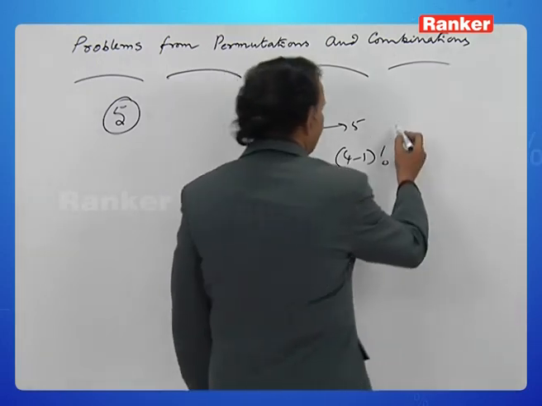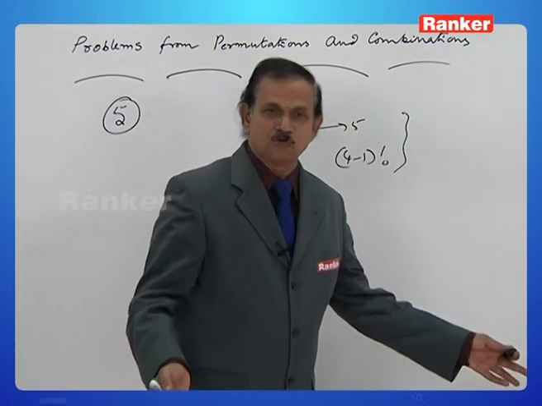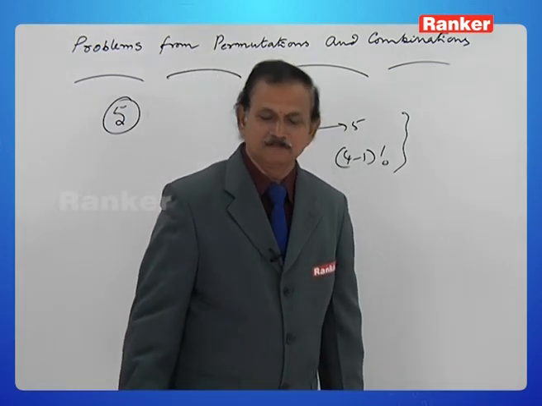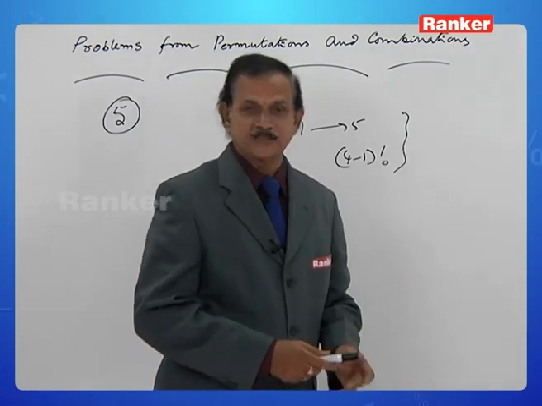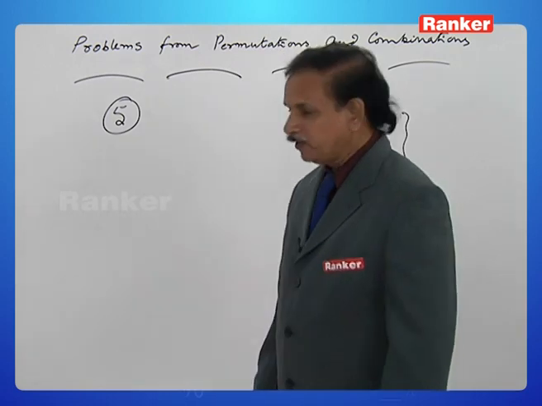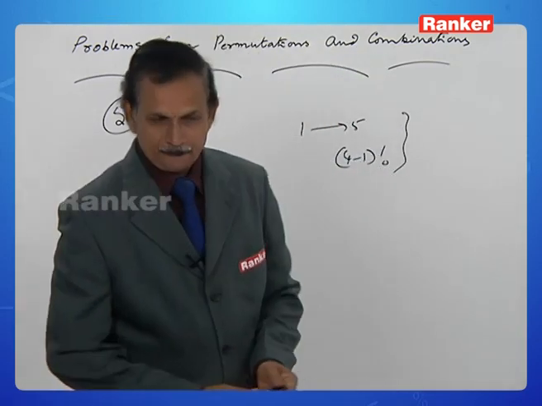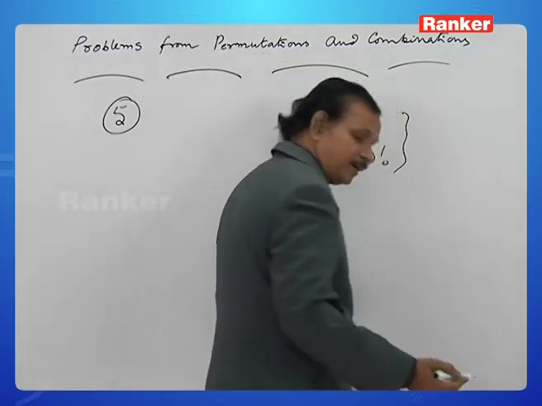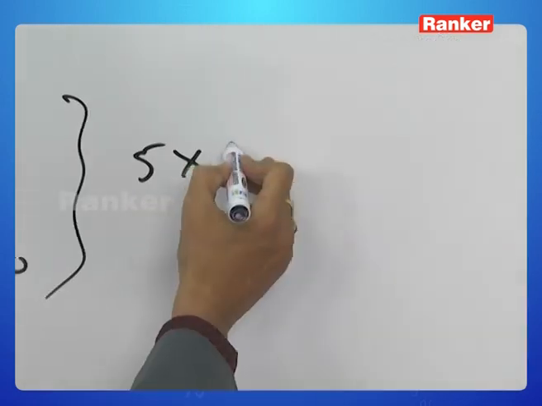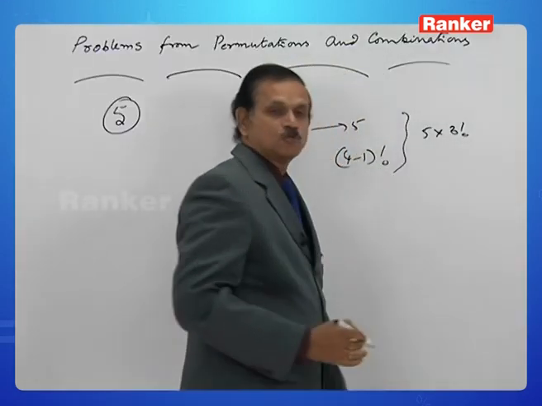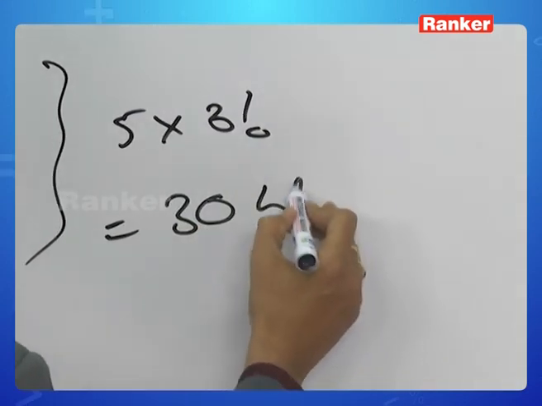The total: by using the fundamental principle of counting again, here 2 pieces of work have to be done. The first piece of work we could have done in 5 ways and the second piece of work we could have done in 3 factorial ways, that is 6 ways. Totally, both the things can be done together in 5 into 3 factorial, that is 5 into 6, 30 ways.